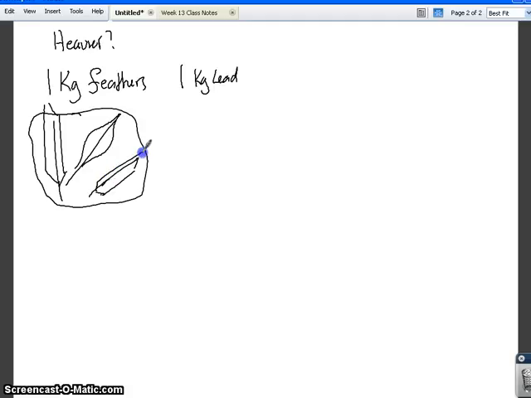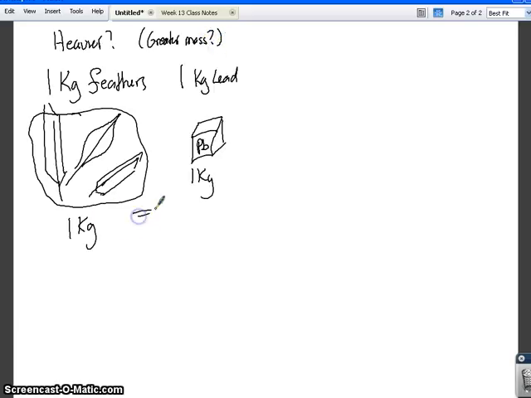I'm not going to draw all of them. And then we have a very small thing of lead. 1 kilogram, 1 kilogram. This is lead. So what's heavier? A kilogram of feathers or a kilogram of lead? What we're really saying is, what has the greater mass? And the reality here is neither of them do. They have the same mass. 1 kilogram equals 1 kilogram. They have the same exact mass.